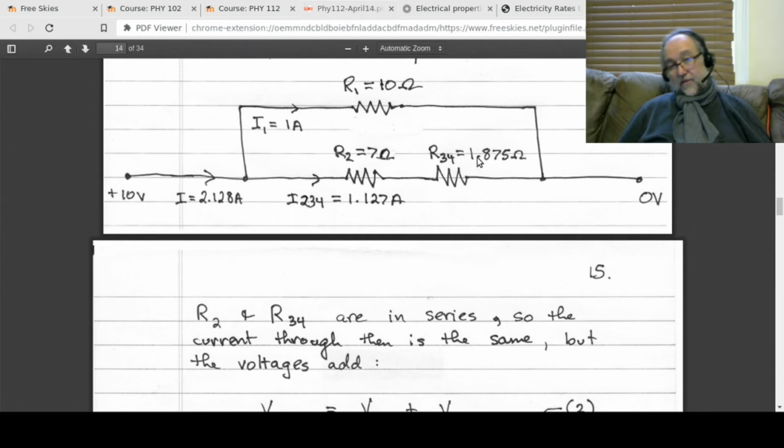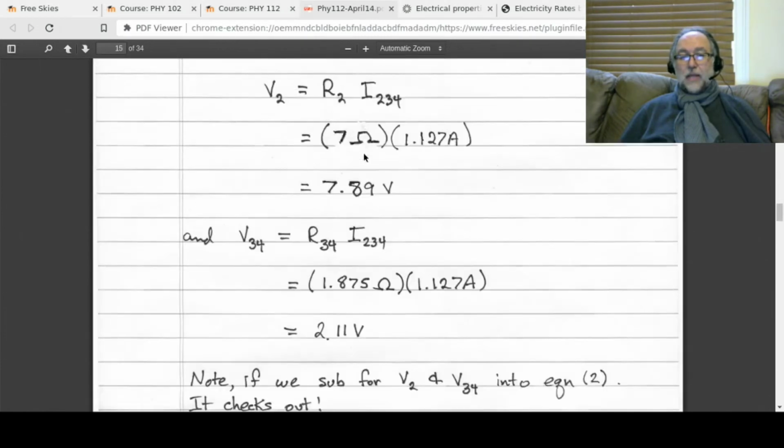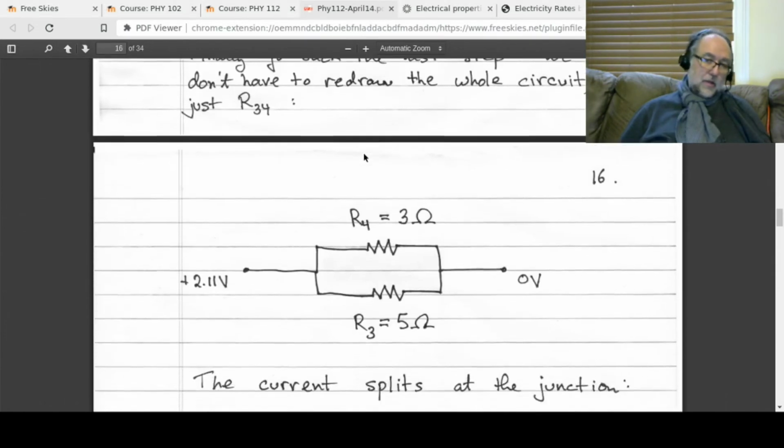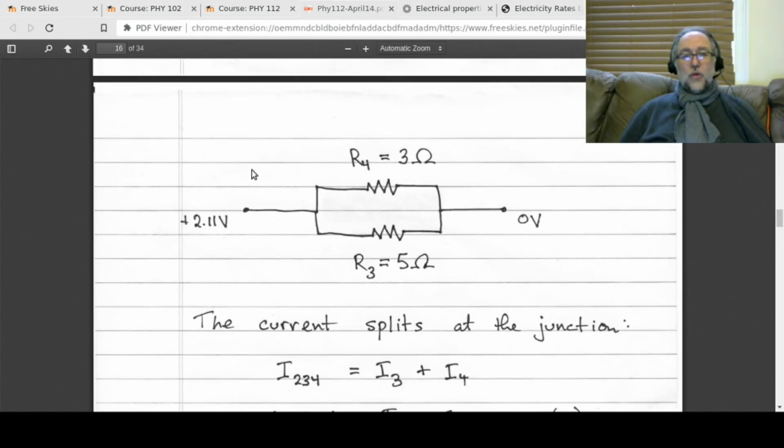We know that the effective resistance is 1.875, but we also know that the voltage drop across both of those is going to be 2.11 volts, and so we just draw that piece. All right, there you go. What I drew, and I didn't even draw the current there because it's not that important, is the voltage drop across R34, which we just calculated. That's 2.11 volts.